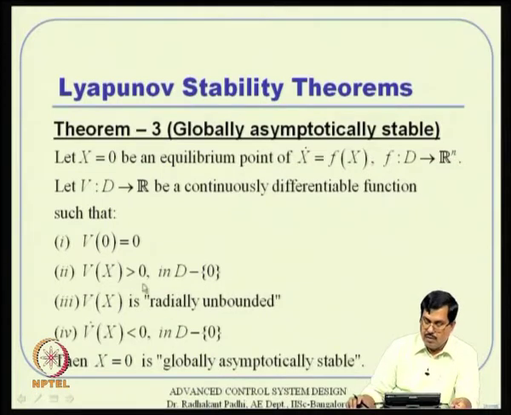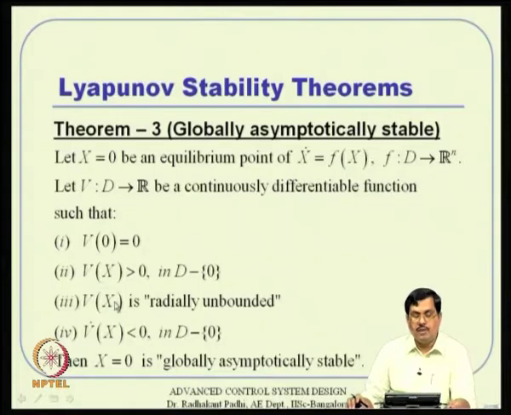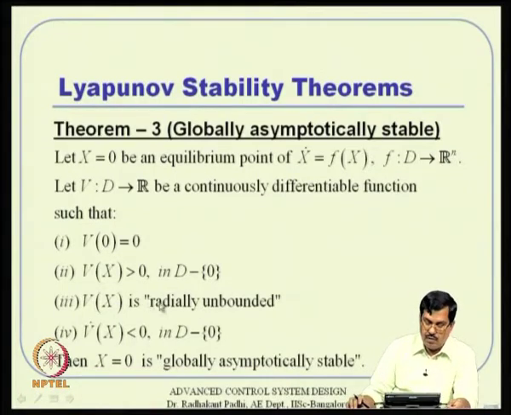That is, as x goes further and further away from the origin in all directions, V of x has to keep on increasing. Now, V of x needs to be radially unbounded, and only then can you talk about globally asymptotically stable behavior.